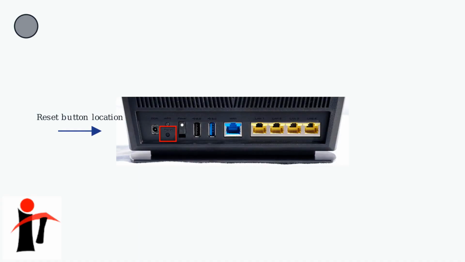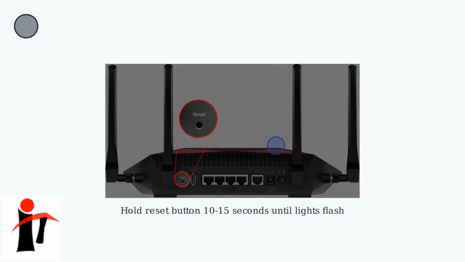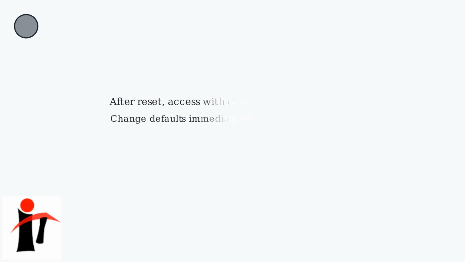Locate the small, recessed reset button on your router. You'll need a paperclip or similar object. With the router powered on, press and hold the reset button for 10 to 15 seconds until the lights flash, indicating a reset. After the reset, you should be able to access the router settings using the default credentials.